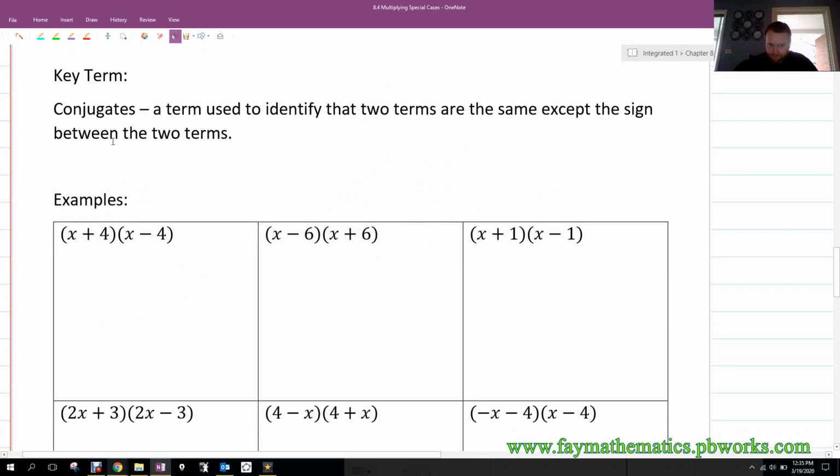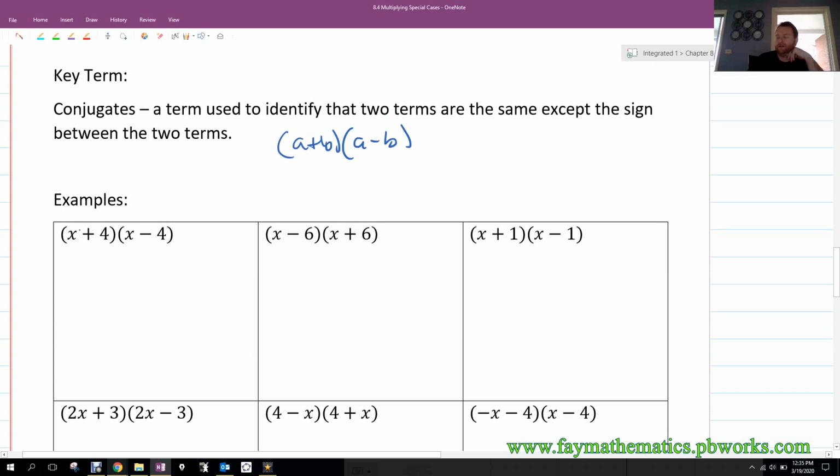A phrase you might hear in later courses is conjugates, and that's essentially a term to identify that everything is the same. So like A plus B and A minus B, we would call those conjugates of one another. Okay, so all these examples are of that.